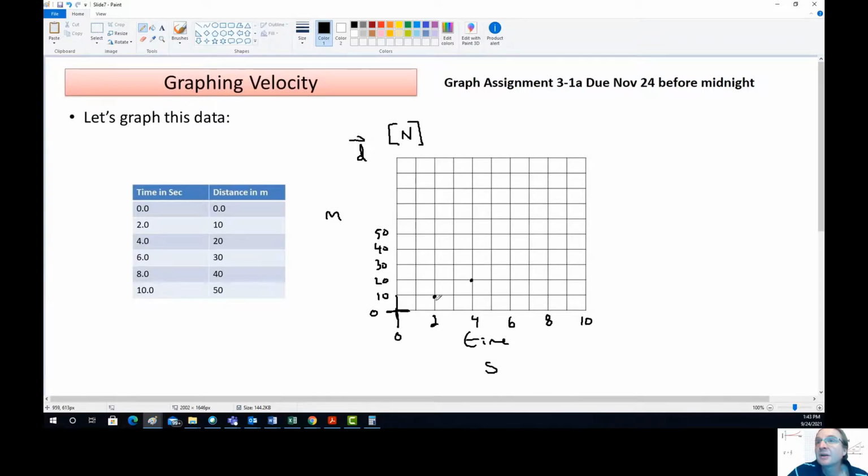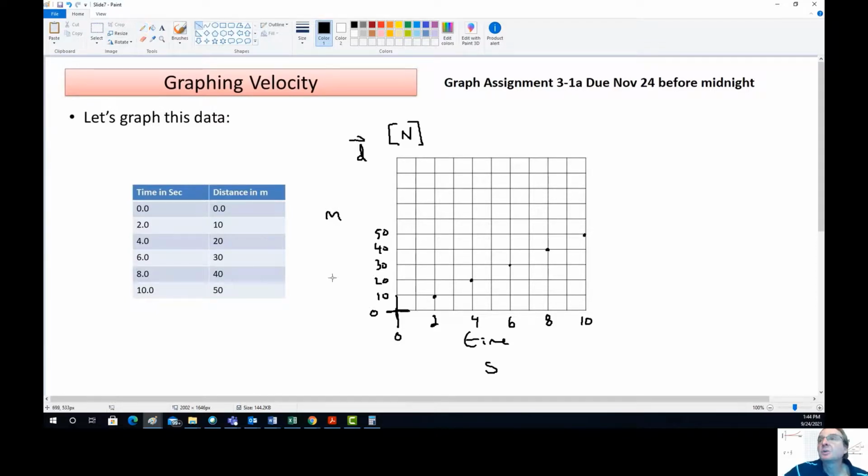Okay, so at 2 seconds, 10 meters. At 4 seconds, you've gone 20 meters. At 6 seconds, we've gone 30. Yep. At 8 seconds, we've gone 40. And at 10 seconds, we've gone 50.